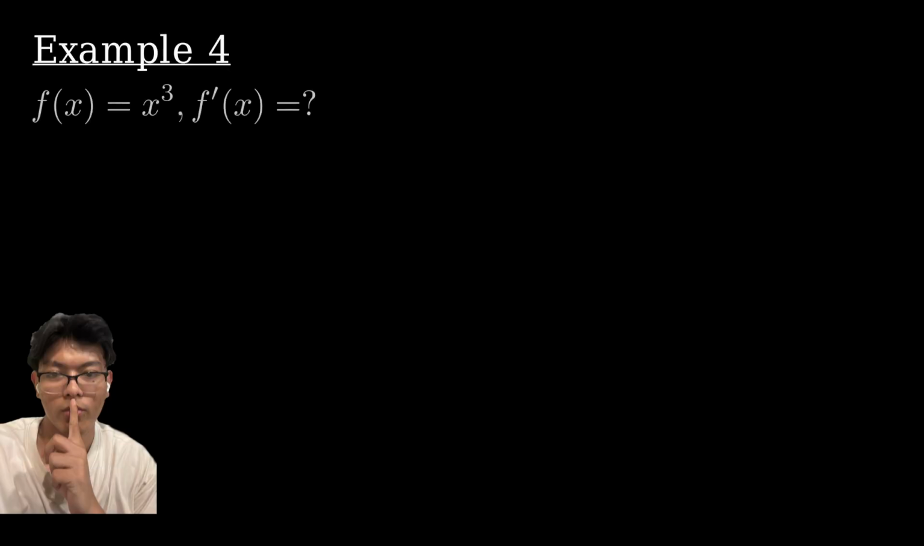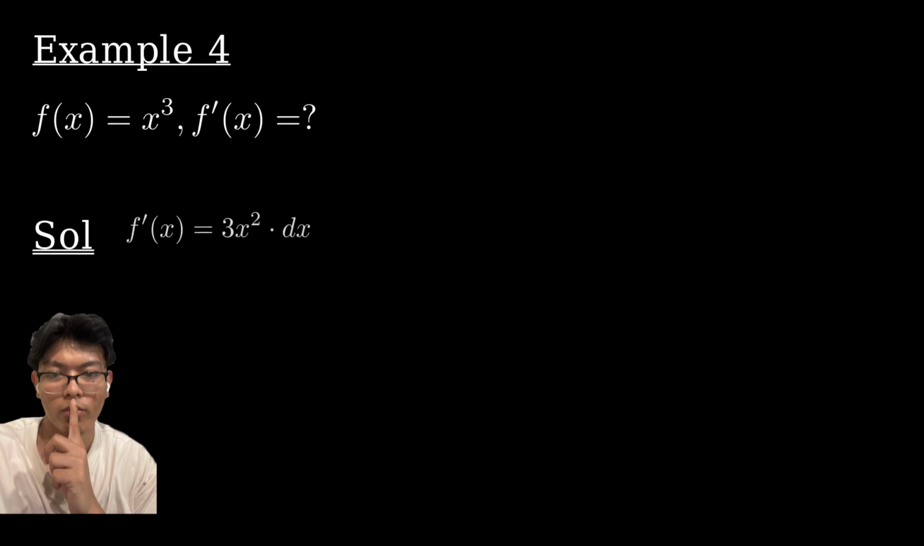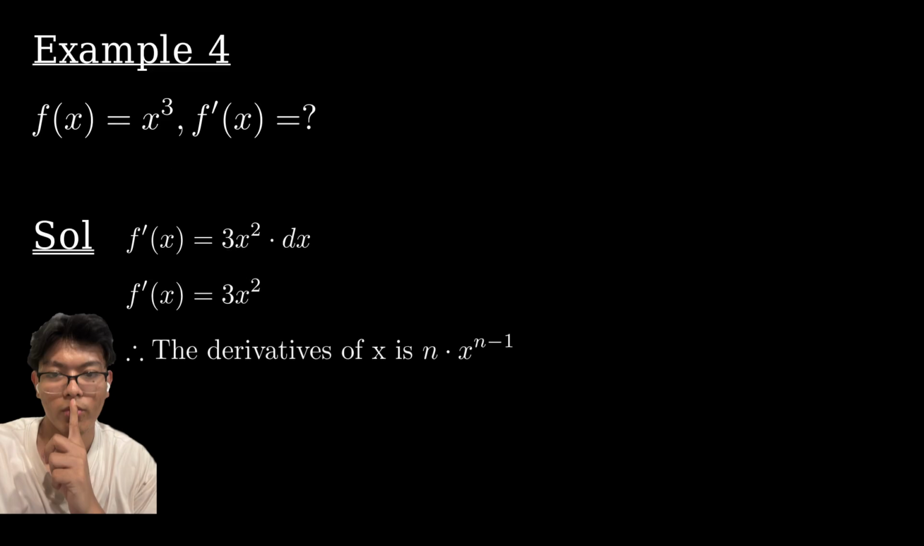From that example, we can see a pattern. If you did the same for x cubed, you'd find the rule. The derivative of x to the power of n is n times x to the power of n minus 1. That's called the power rule.